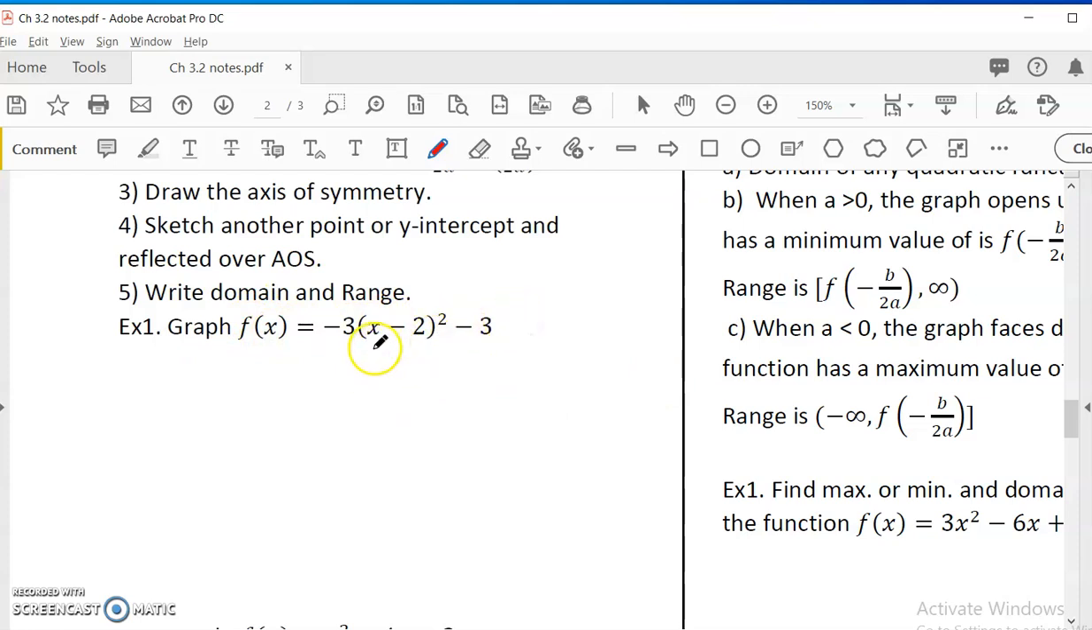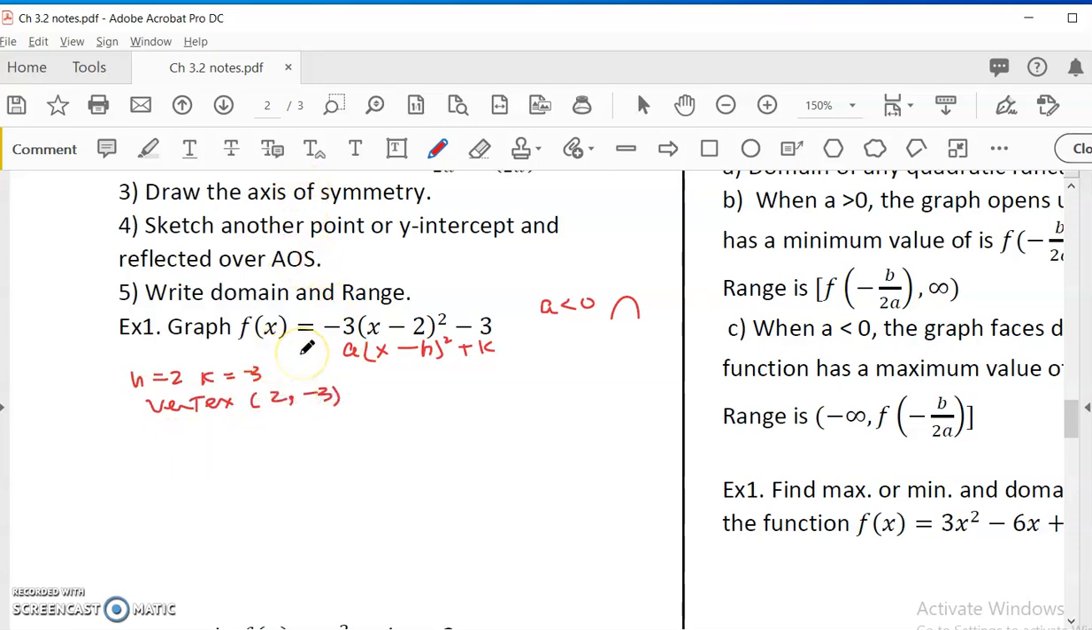Did you recognize that this is a vertex form, because I have a group of x squared term and then a number outside. So write the template, x minus h squared plus k. You can recognize that a is less than 0, so it faces down, and then h is 2, k is negative 3. So the vertex is 2 comma negative 3. So once you know the vertex, you know a lot of stuff.